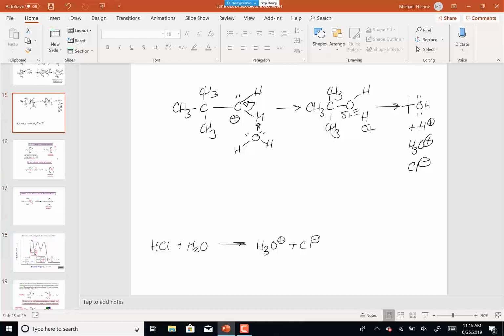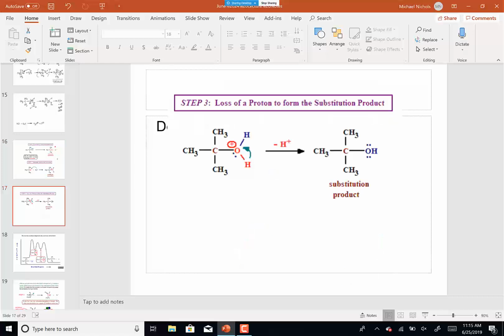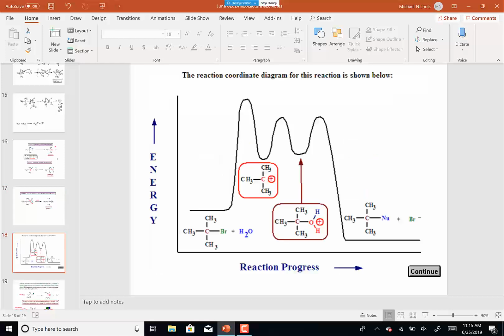All right. So, the rest of these slides then are basically showing you that reaction. Now, what kind of reaction coordinate diagram does it have? It's now got a three-humped one. Because how many intermediates do I have? Two. So I've got two valleys, and around those two valleys, three peaks. Right. So we're almost done with SN1.